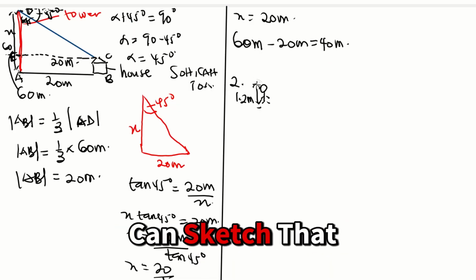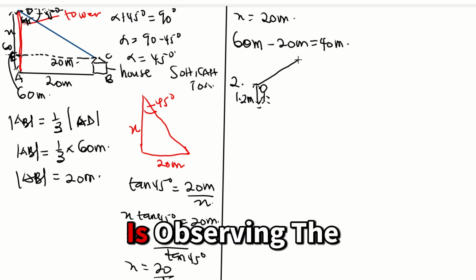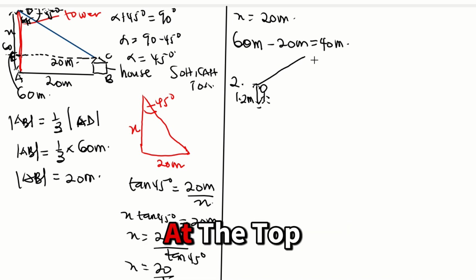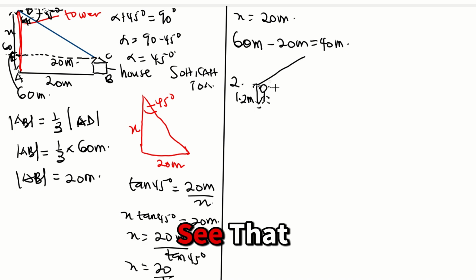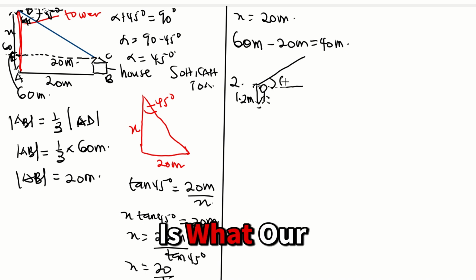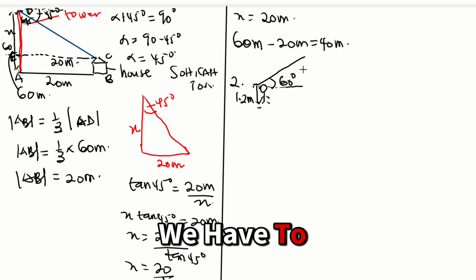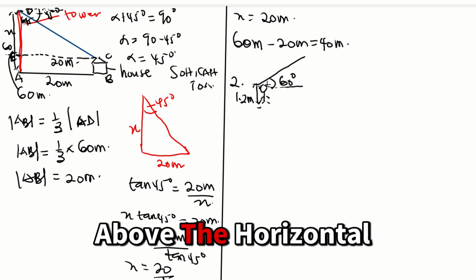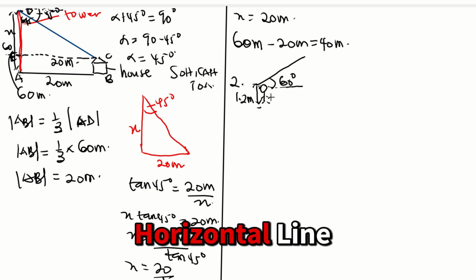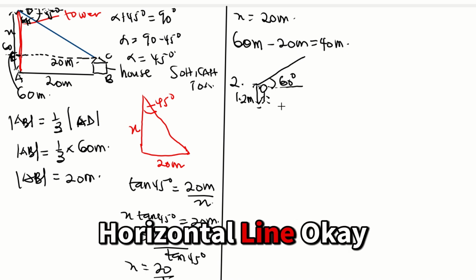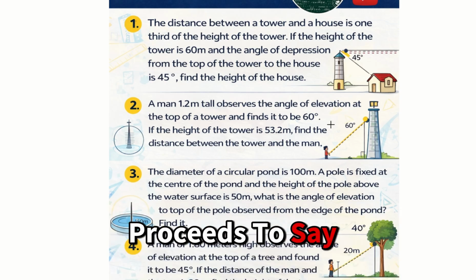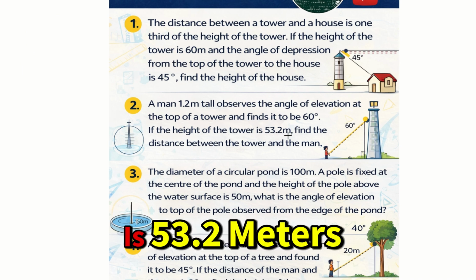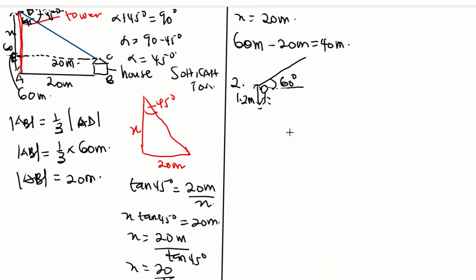So we can sketch that here. This man is observing the angle of elevation at the top of a certain tower. It's elevating, so we can sketch this, and here is our 60 degrees. We have to identify that well. This is the angle of elevation above the horizontal line, not below the horizontal line, but above the horizontal line. Then this is 60 degrees.